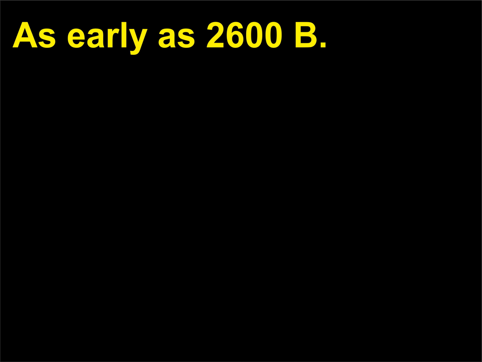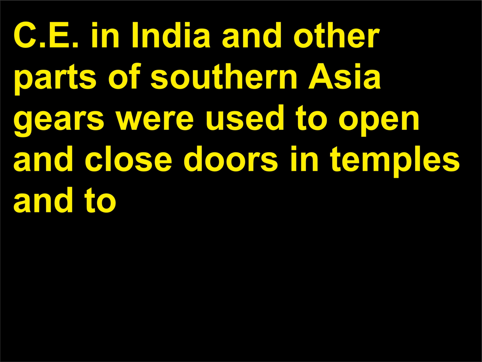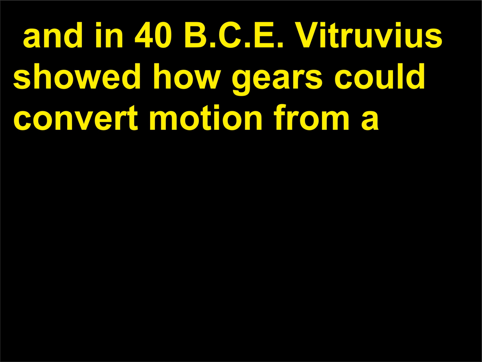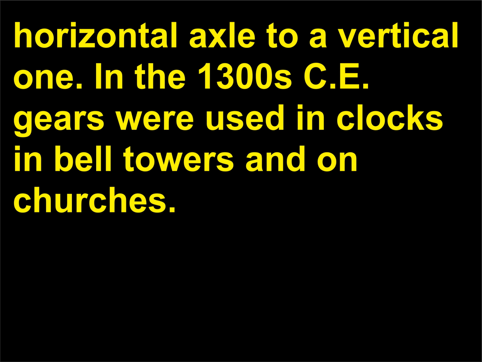As early as 2600 BCE in India and other parts of southern Asia, gears were used to open and close doors in temples and to lift water. Around 400 BCE, Aristotle, 384 to 322 BCE, described how gears were used. Archimedes described worm gears around 240 BCE. And in 40 BCE Vitruvius showed how gears could convert motion from a horizontal axle to a vertical one. In the 1300s CE gears were used in clocks in bell towers and on churches.